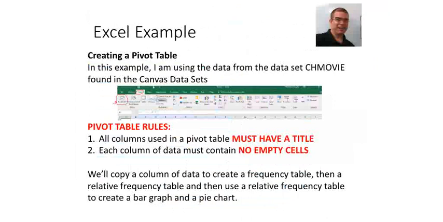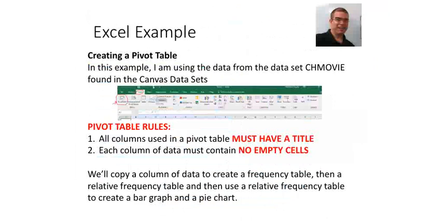We're going to use something called a pivot table, and the thing about a pivot table is that there are 2 major rules. First of all, any column in which you use a pivot table must have a title at the top. And each column of data can contain no empty cells. So we have to be very careful to follow those rules when we do this. I'll repeat that as we go through.